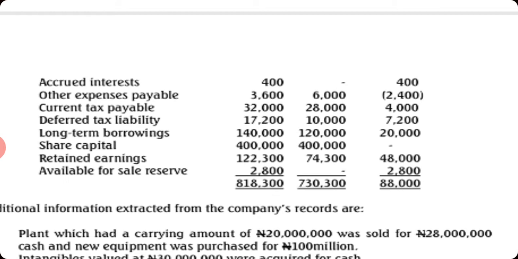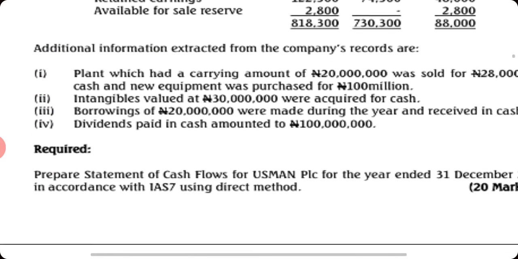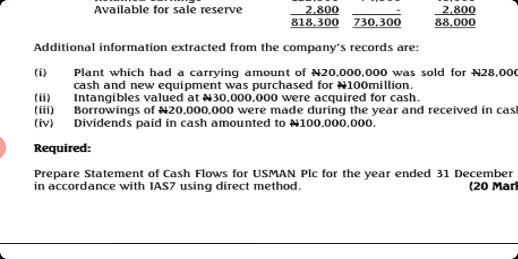This continued up to available for sale reserve. The beginning value is nil and the ending value is 28. So we have retained earnings and what have you. So that is about the financial position. Now you should know and anticipate that they will always give you additional information. So it is time for us to look at additional information. It is not actually much, right?